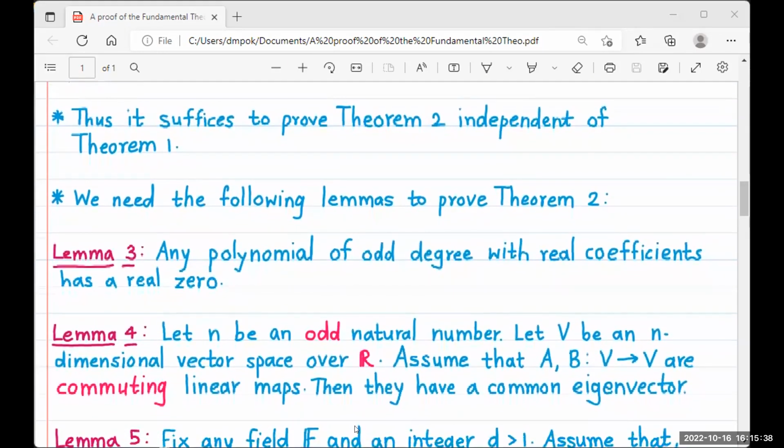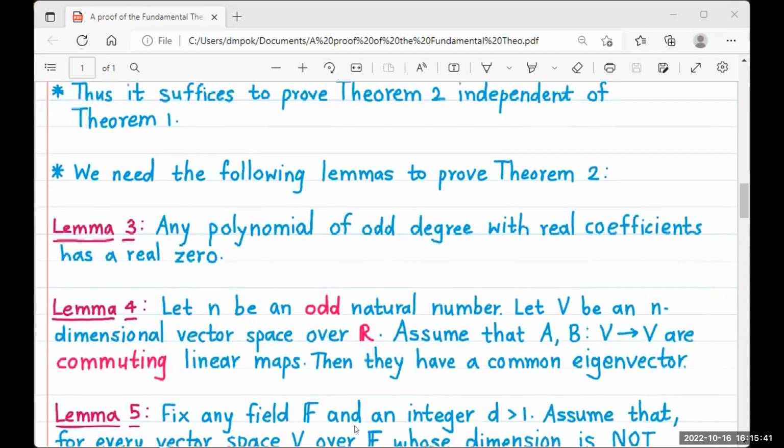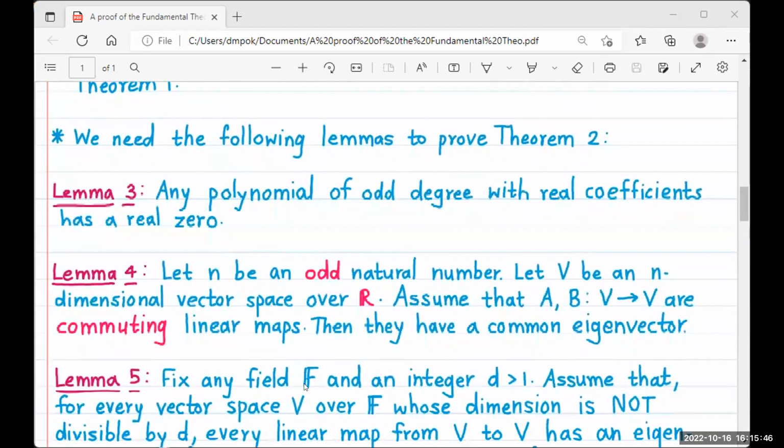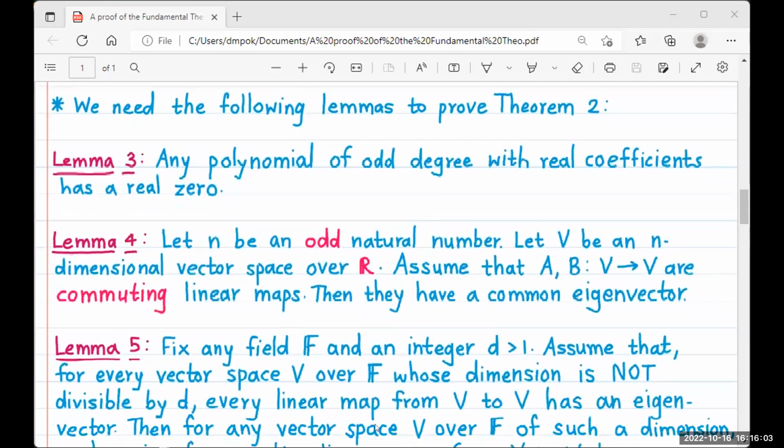Okay, and one more lemma we will need. What is the assumption? We are fixing a field F and an integer d greater than 1 with this property: if you take any vector space V over that field F whose dimension is not divisible by d, then any linear map from V to V has an eigenvector. This is our assumption. Have you seen such a situation where this hypothesis holds true?